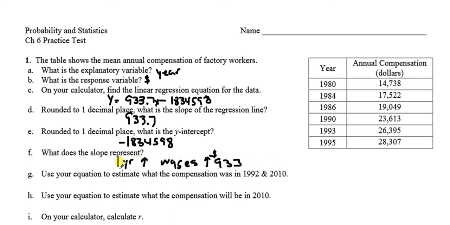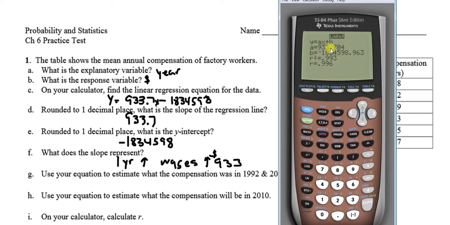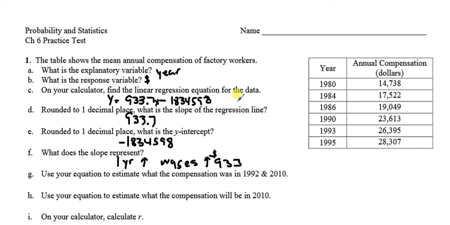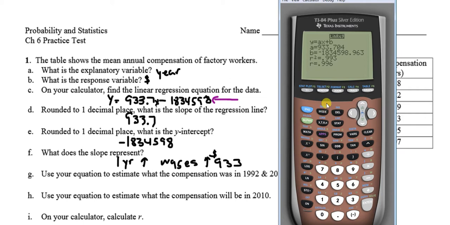Use your equation to estimate what the compensation was in 1992 and 2010. So what you do is you put this into your equation here: 933.7 times 1992 minus 1,834,598. Now I'm going to cheat just a little bit, and this is kind of neat, so I'll show you how to do it on the calculator.